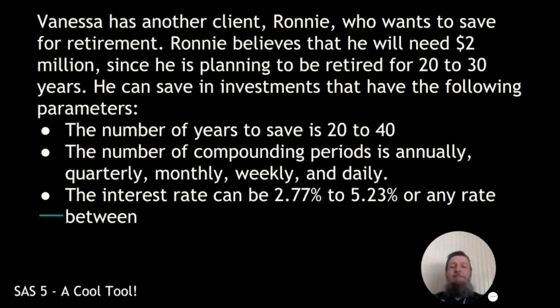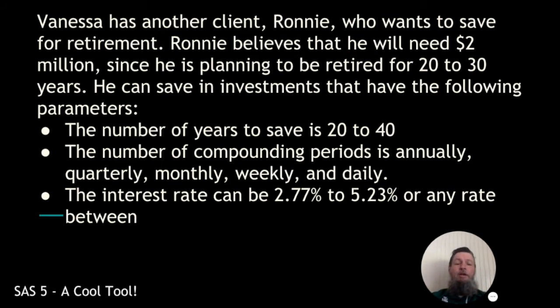All right. So Vanessa, this is the same lady we were talking about, this financial consultant. She has another client, Ronnie, who wants to save for retirement. He believes that he'll need $2 million since he's planning to be retired for 20 to 30 years. Now, he can save in investments that have the following parameters. The number of years to save is from 20 to 40 years. The compounding periods are annually, quarterly, monthly, weekly, and daily. And the interest rate can be between 2.77% and 5.23%, or any rate in between.